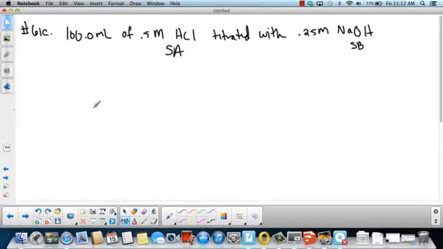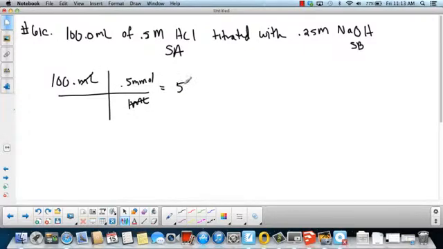Now 61C, we're going to have 100 mils of 0.5 molar hydrochloric acid titrated with 0.25 molar sodium hydroxide. Okay, so this is when we've got a strong acid and a strong base, which means no Ka and Kb values, which makes the math easy. Now we just got to figure out what we had reacted with. For 100 mils of 0.5 molar, so 0.5 millimoles per milliliter, it means that originally we're going to have 50 millimoles of hydrogen ion.